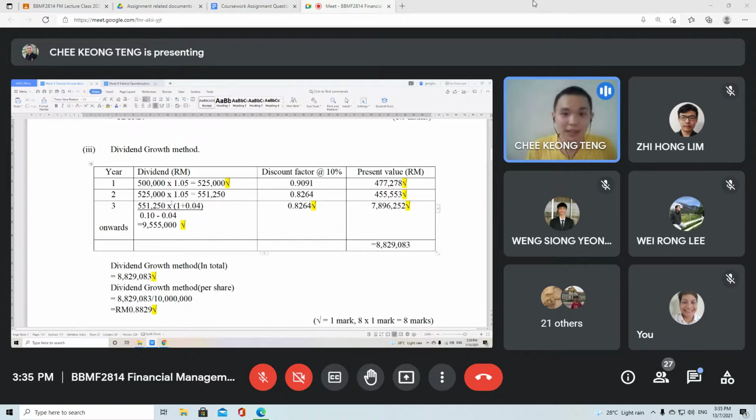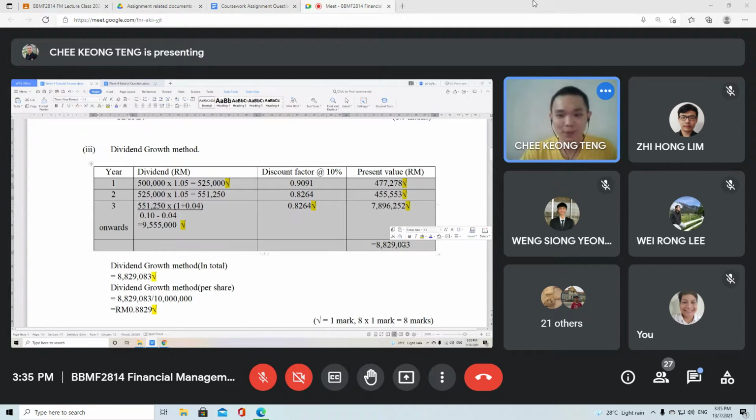So don't be confused. I know that you are confused because in the lecture notes, when we apply this one is for the cash flow, right? In the lecture notes it is cash flow. But like what I told you all last week, it can apply to dividend also. It's exactly the same way. Just that one is dividend, one is cash flow.